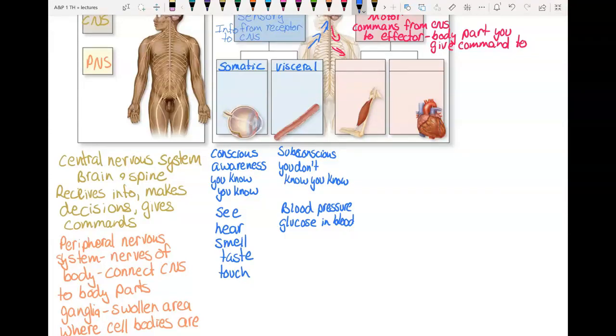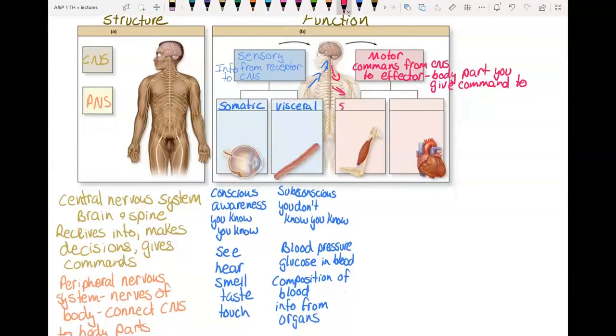So visceral kind of falls into two categories. Composition of your blood, right? Like the osmolarity, the pH, temperature, and information from your organs. So like your liver is talking to your brain right now. You just don't consciously know it. Then with motor, it also has somatic, and the other division is autonomic.